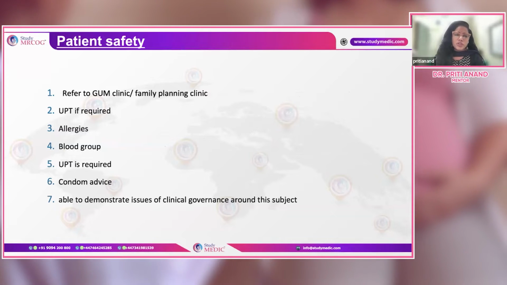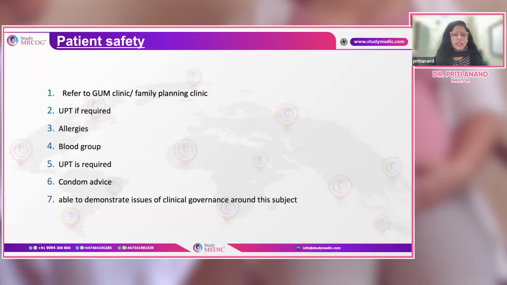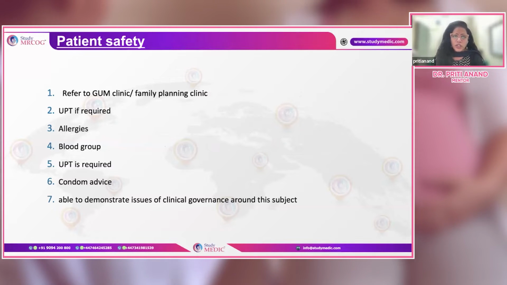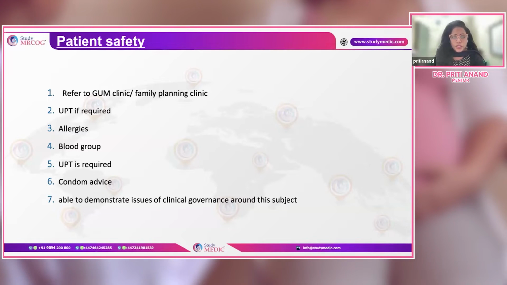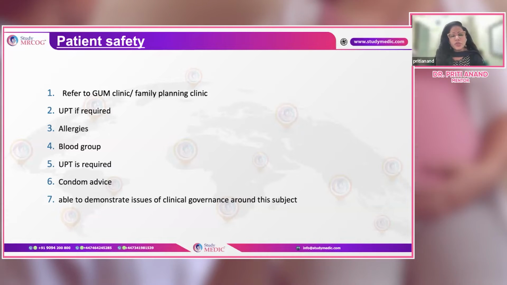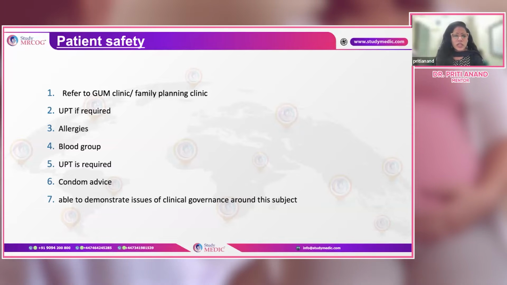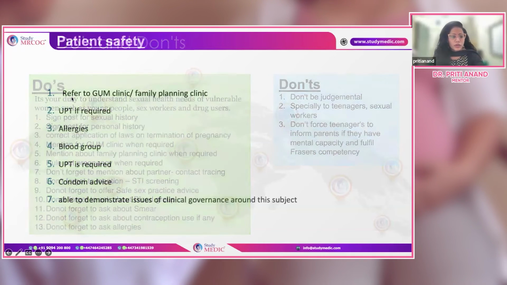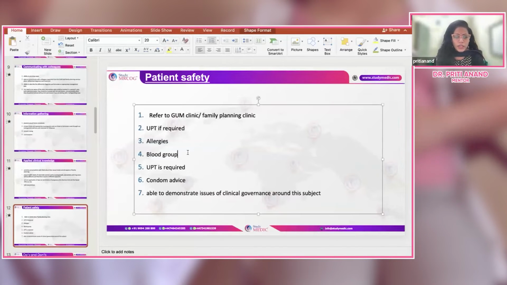Do remember the patients who are coming to you for contraception or STI advice, with STI infections for management. Do not forget to rule out the pregnancy. Ask about allergies, and blood group specifically for those coming for termination of pregnancy. UPT should be done if required. Condom advice should be given. Smears is very important to ask over here, and ability to demonstrate issues of clinical governance around this subject. So blood group and smears are very important.